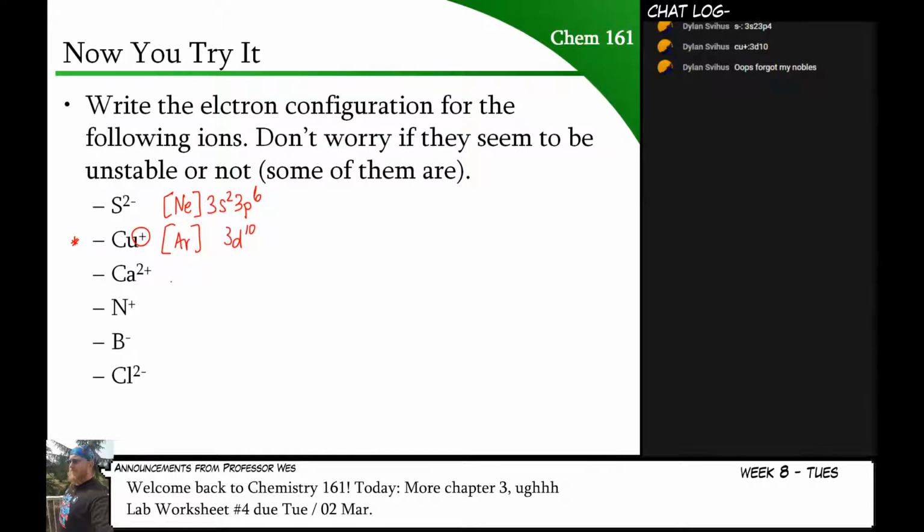For calcium 2+, let's do calcium. So that's argon 4s2. That's regular calcium. Now I'm going to +2 it, which means I get rid of these two. So calcium 2+ is literally just argon in terms of its electron structure.